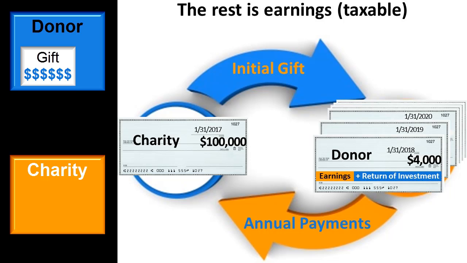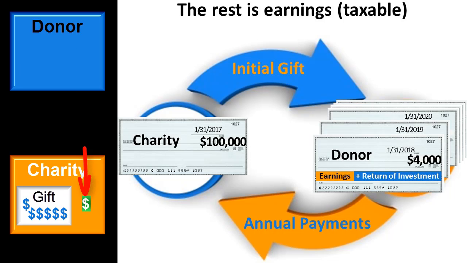The remaining part of each annuity check is taxable. When the charitable gift annuity is purchased for cash, in other words, not with appreciated property, this remaining part is taxed as ordinary income. In this case, everything that is not tax-free return of investment is taxable as ordinary income.